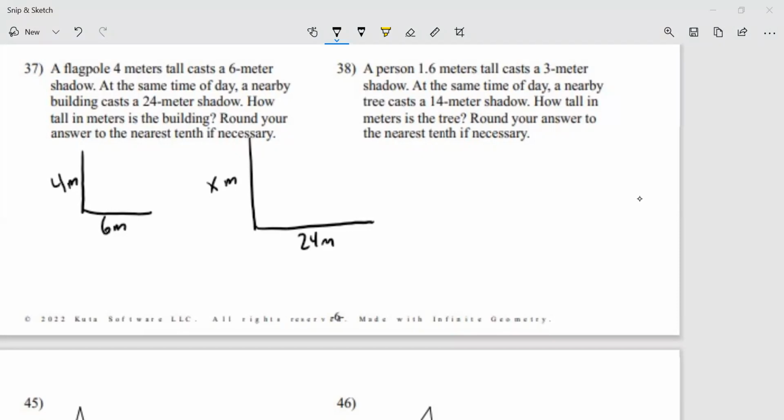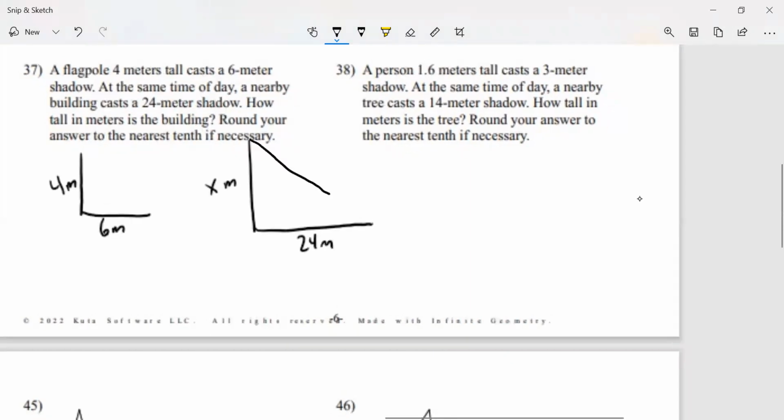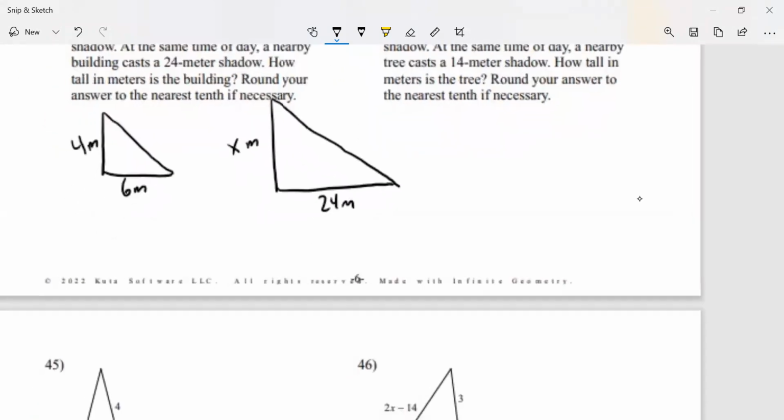I know we're familiar with similar triangles, so let me close this. Let me make this into triangles. I don't need to know the hypotenuse of this triangle, but I'm going to close it just because we're familiar with triangles. Now we're going to be able to solve for x, right? That's the height of the building. Round your answer to the nearest tenth if necessary. So we might have decimals. Okay, so let's take a look.